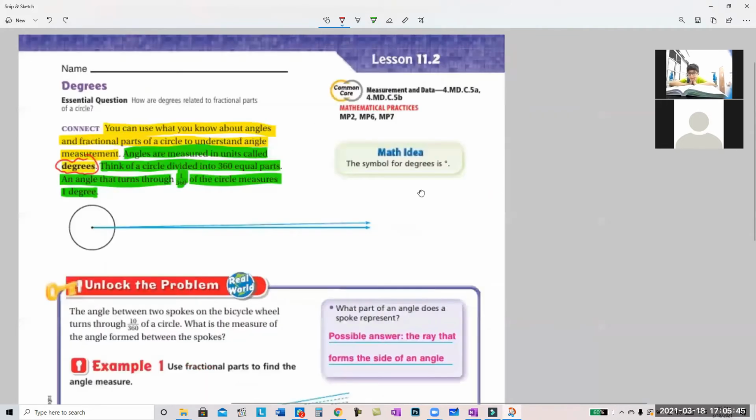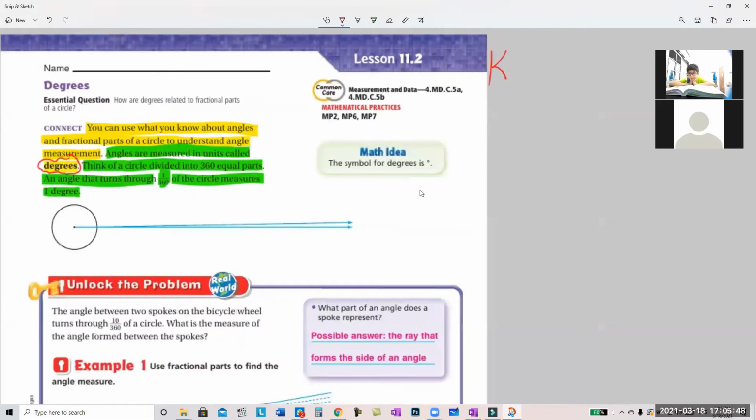Okay, who can tell me if we want to write kilometer, what is the shortcut for it? Okay, I think Karrar can help.